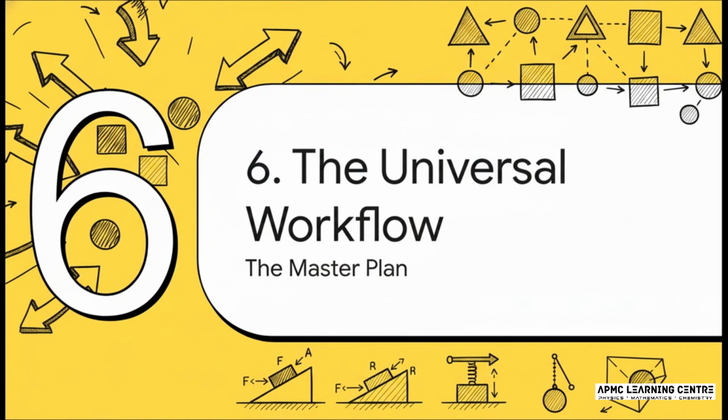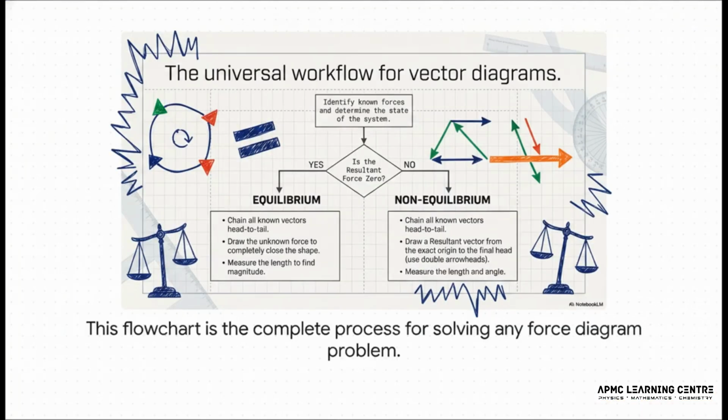Okay, we've covered the components, we've learned the one big rule, and we've looked at the 2 scenarios. Now let's pull it all together into one master plan that you can apply to literally any problem involving forces. And here it is, the master plan. It all hinges on that one question. Are the forces balanced? If the answer is yes, you have an equilibrium problem. Your goal is to find the missing vector that closes the loop. If the answer is no, it's a non-equilibrium problem. Your goal is to draw the resultant vector that bridges the gap. That is it. Every single problem is one of those 2 missions.